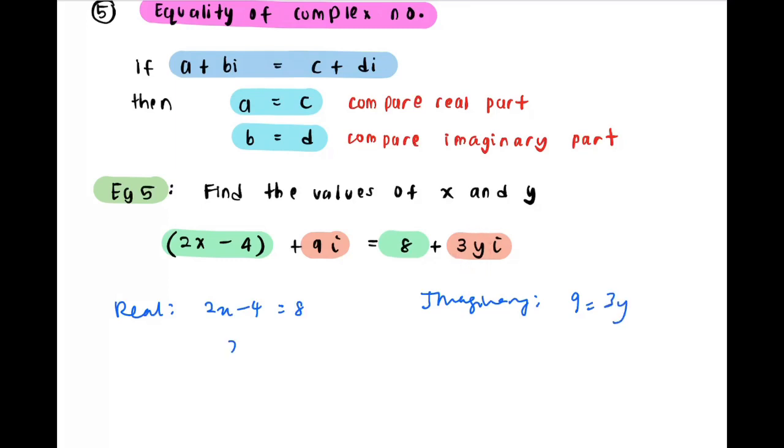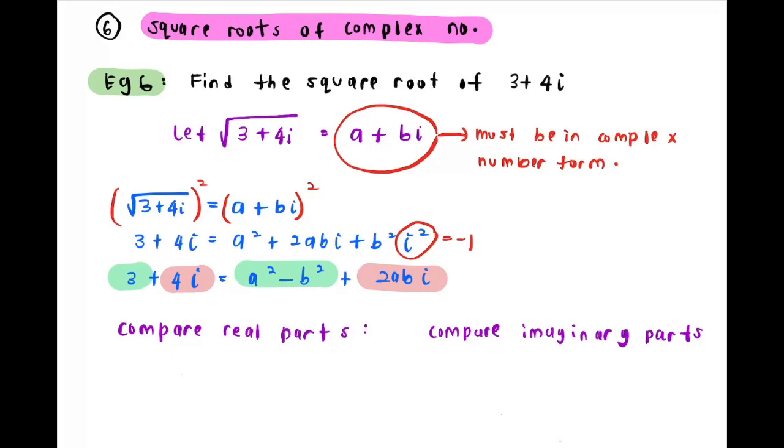So let's solve this now. This is just a simple linear equation. x now is equal to 6. And for y, therefore y is 9 over 3, so y is equal to 3. So now let's look at the final example here.